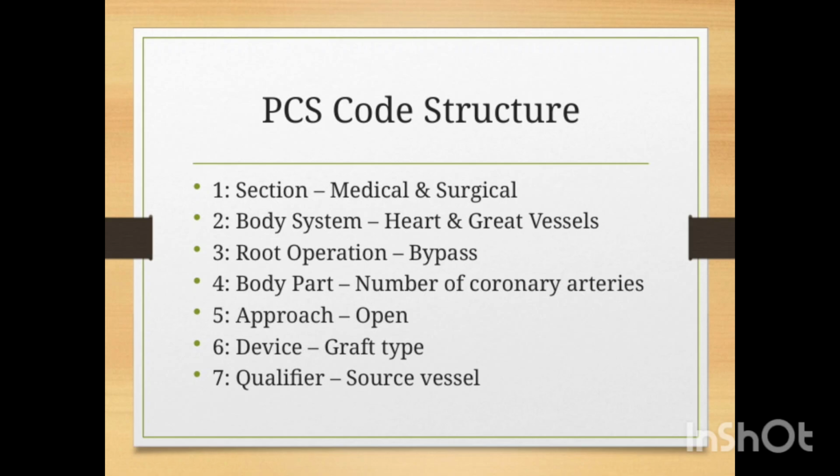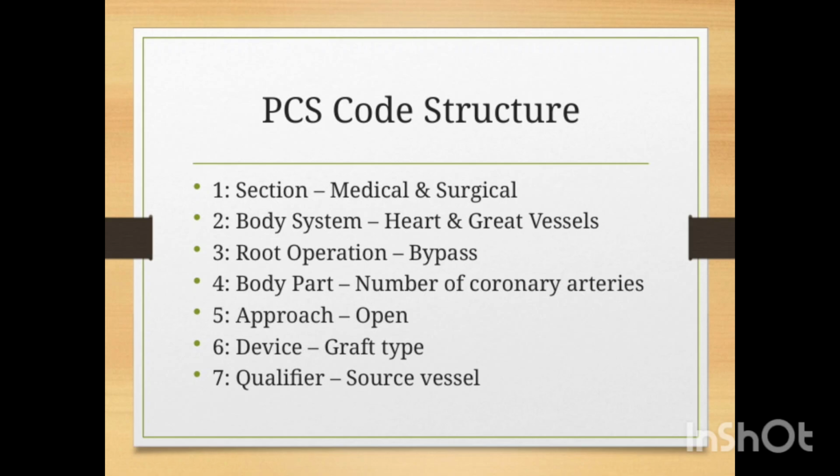Next, we specify the body part, which refers to the number of coronary arteries involved in the bypass. This helps specify exactly what part of the heart we're working on. The approach used is open, indicating that the surgery is performed through an open incision. The device refers to the graft type, meaning the specific material or conduit used to create the bypass.